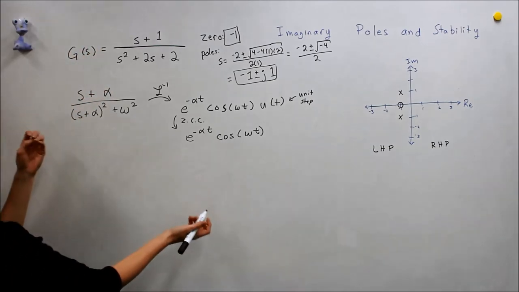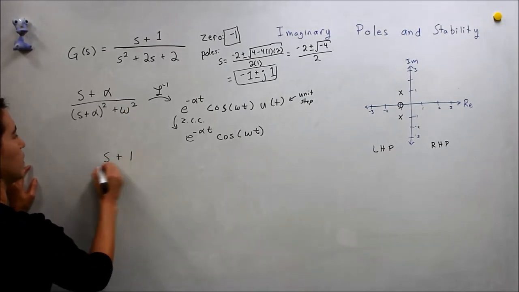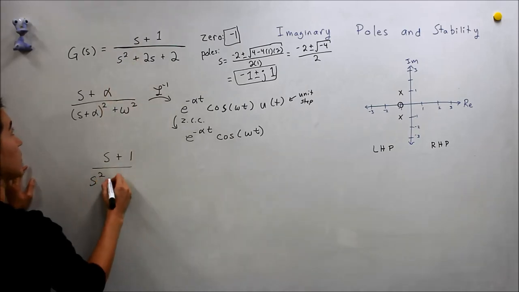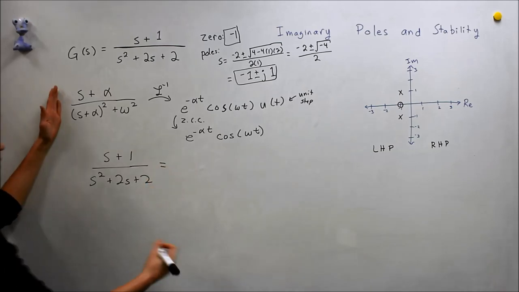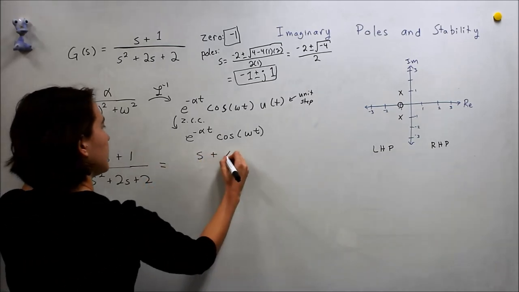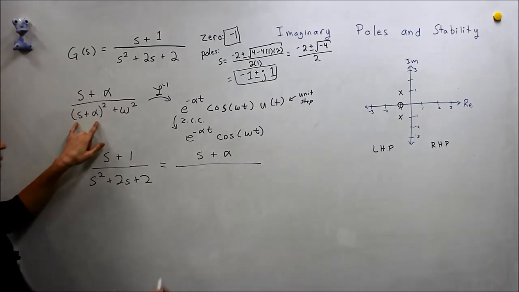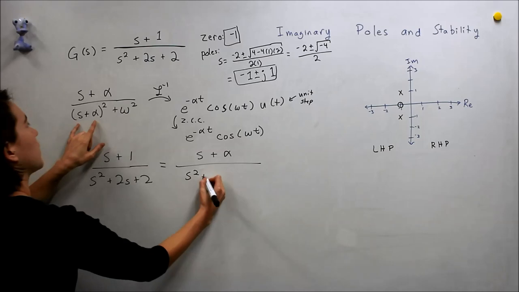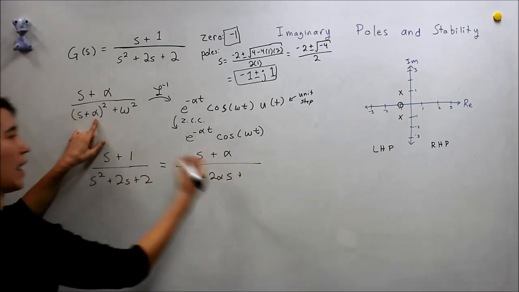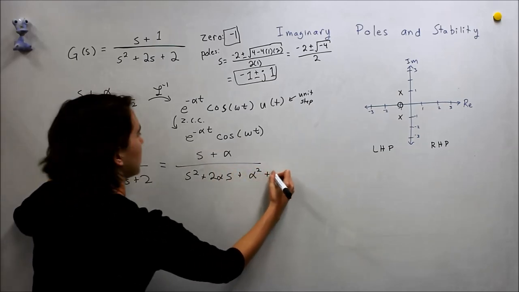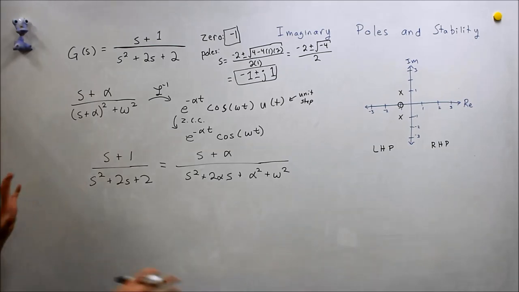Okay, well, let's first just try to equate them and see what happens. If we take this, s squared plus 2s plus 2, and we want to make it look like this, let's just start with s plus alpha. And we'll take this and multiply this out. So we'll do s squared plus 2 alpha s plus alpha squared plus omega squared. We will see that we get some equating values here.